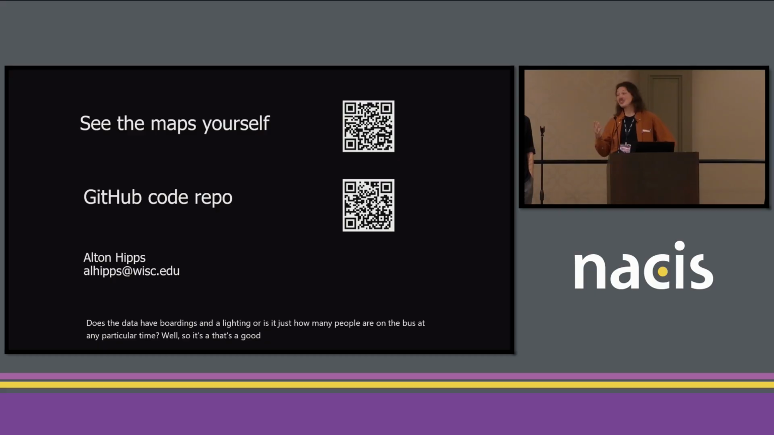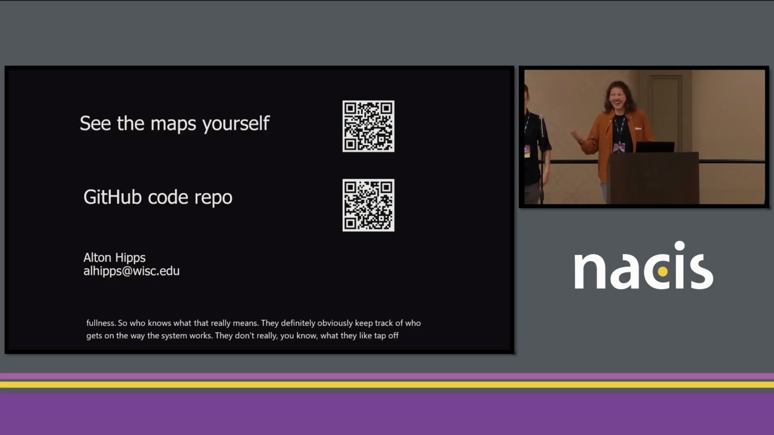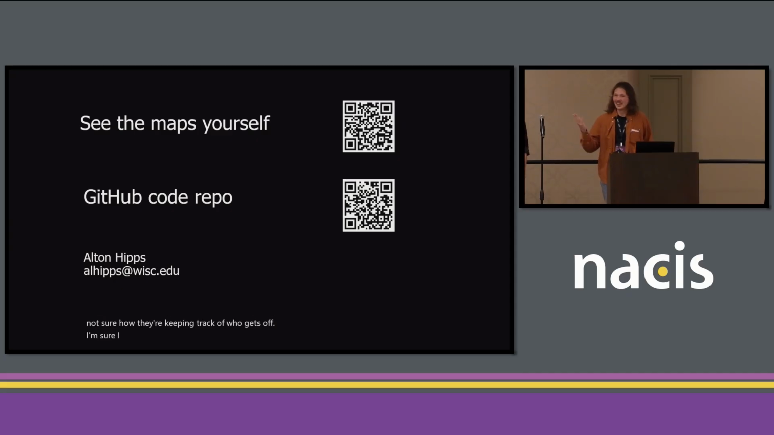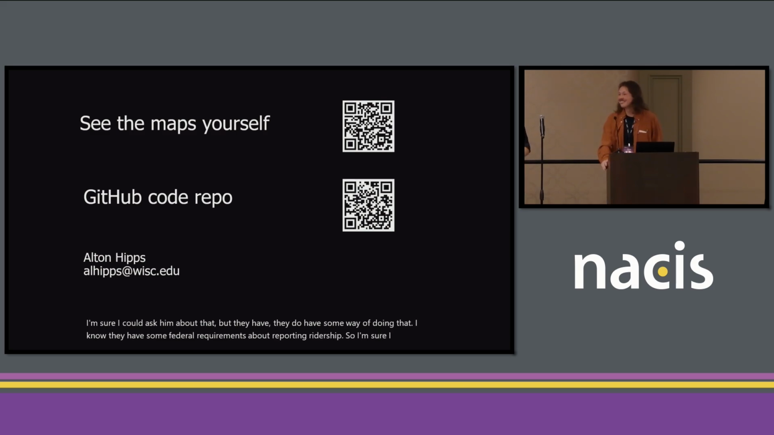Well, so that's a good question. It's how they choose to measure fullness. So who knows what that really means? They definitely obviously keep track of who gets on. The way the system works, you don't have to tap off, so I'm not sure how they're keeping track of who gets off. I'm sure I could ask them about that. But they do have some way of doing that. I know they have some federal requirements about reporting ridership. So I'm sure I could read the documentation, but for me, this is good enough for now.